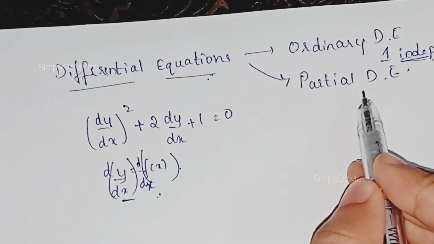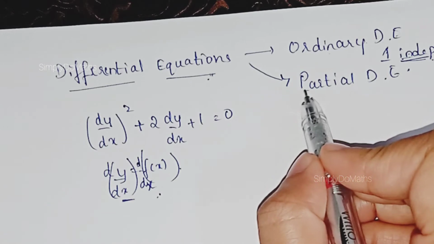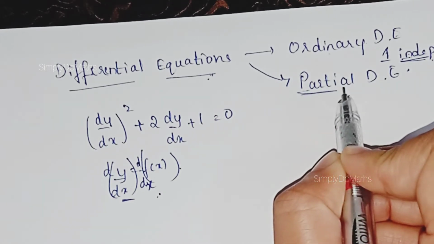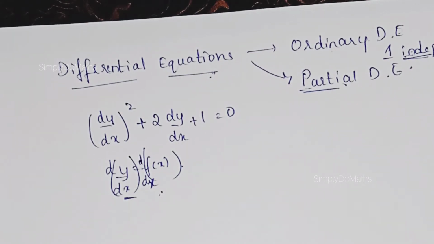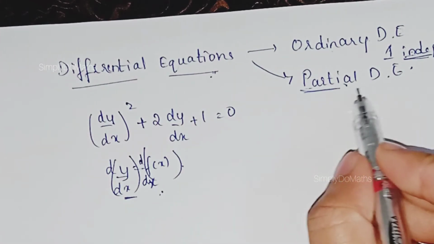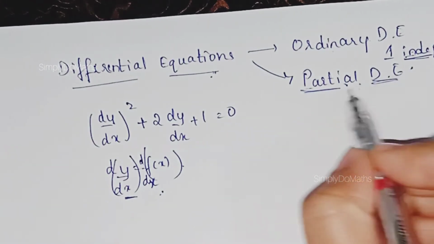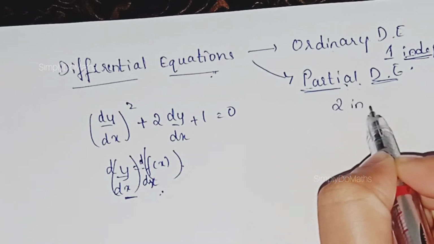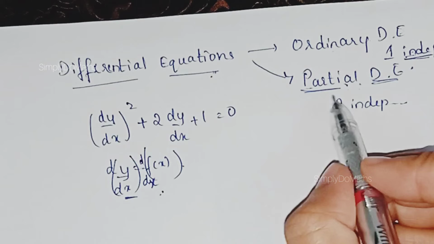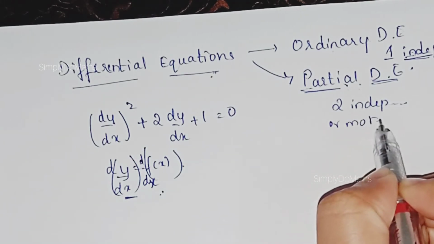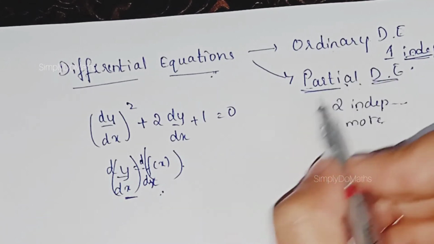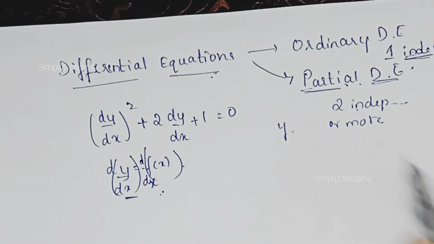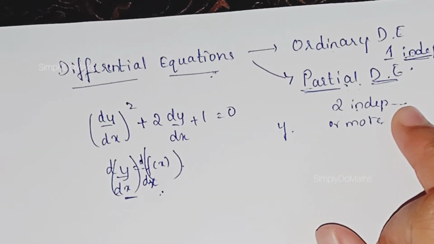Next one is the partial differential equation. So look at the term partial. Partial implies half of the term, which specifies the same meaning as the definition itself. A partial differential equation is a differential equation in which two or more independent variables are present, and with respect to those independent variables, we differentiate any curve or any function y. That type of equations are called partial differential equations.